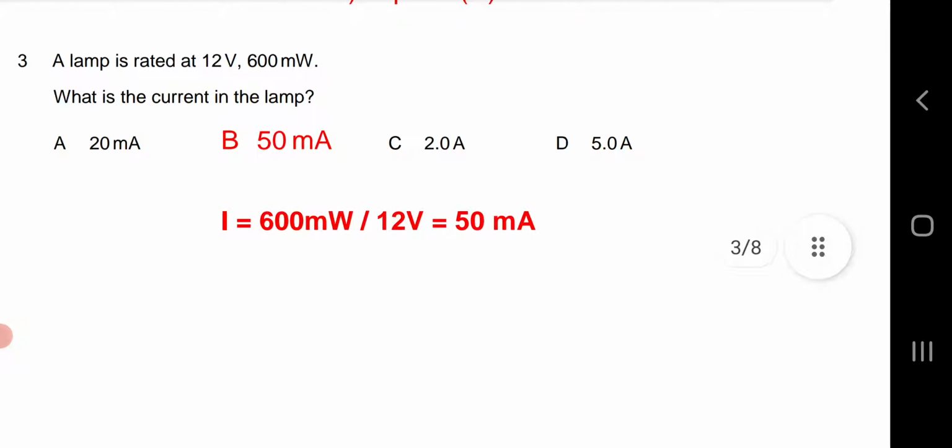Okay, question number 3. A lamp is rated at 12 volt, 600 milliwatt. What is the current in the lamp? Rating is given in volt and watt. We know the DC power P is equal to voltage multiplied by the current. So current I is equal to P over V. P is given as 600 milliwatt. Voltage is 12. So I is 50 milliampere. Option B.